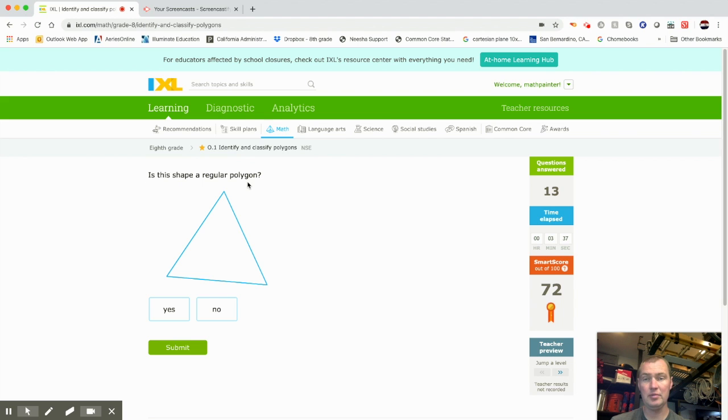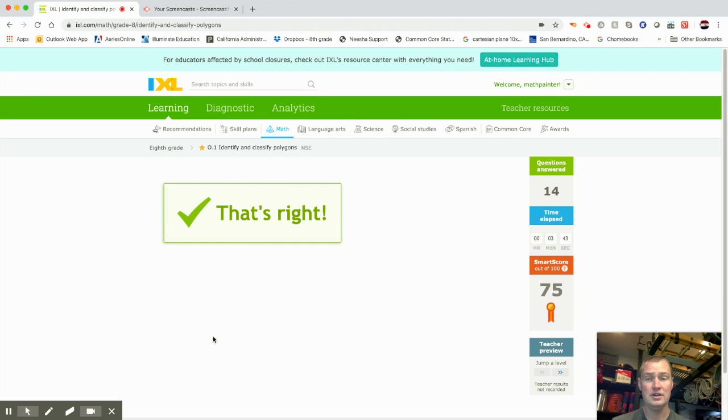Is this shape a regular polygon? Absolutely. It is a perfect triangle. A perfect triangle is also called an equilateral triangle.